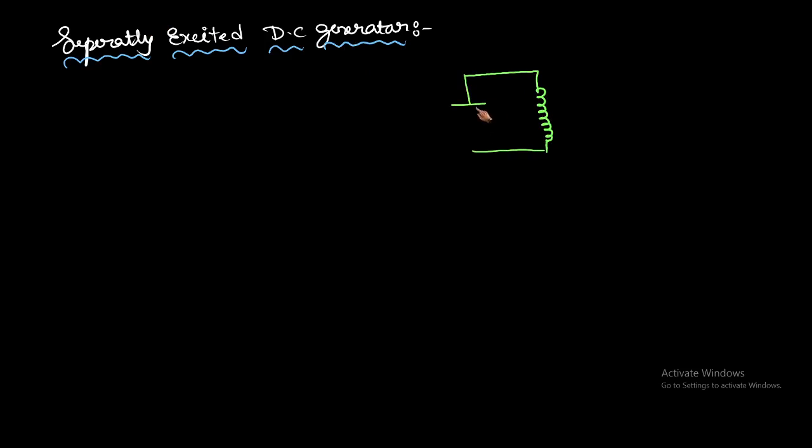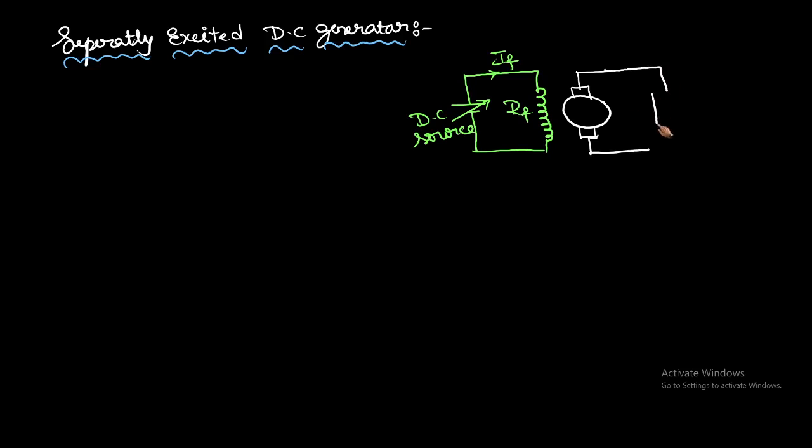If you draw the equivalent circuit, the field winding is separately excited by a DC source. Here I am drawing it. This is the field winding, with resistance RF and current IF. The armature circuit will be like this, separate. Here the armature is connected and the load is connected here.